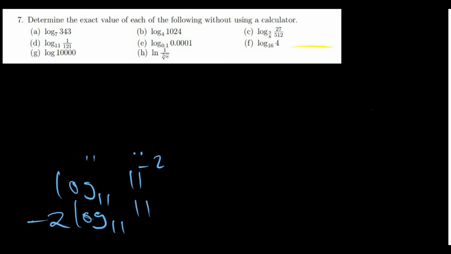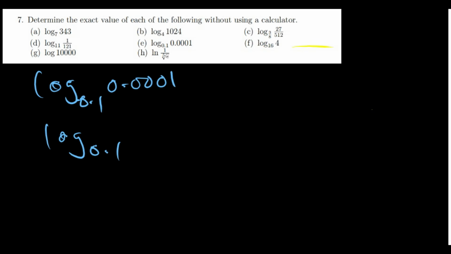Okay. Now let's go to part E. Part E we have log base 0.1 of 0.0001. But again, this is the same as log base 0.1 of 0.1 raised to some power. As we can see, we have got 1, 2, 3, 4, so it has to be raised to the power 4. So 0.1 raised to the power 4 is going to be 0.0001.